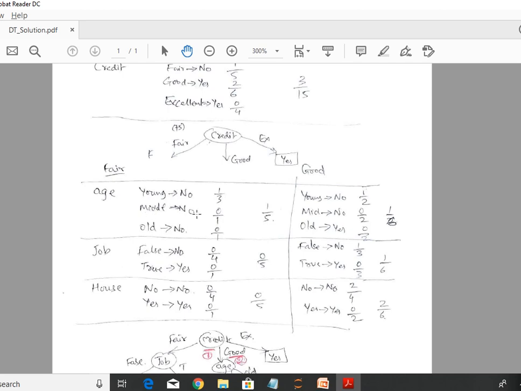Similarly, middle, no, you just work it out from the record, you will get 0 by 1. There is only one record, and the answer is no. This is also only one record. Old, answer is no. So the total error is 1 by 5.